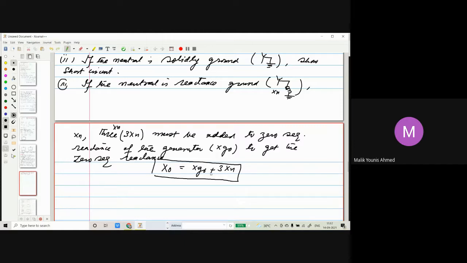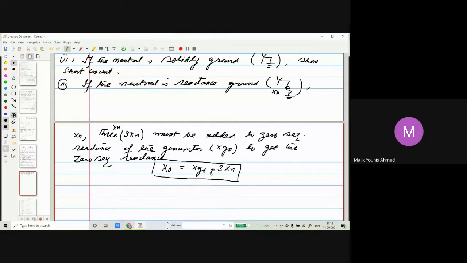So in case of zero sequence network, if the neutral is reactance grounded, you have to always remember, in order to write the zero sequence network, zero sequence reactance, sorry, you have to add to what? You have to add to the zero sequence reactance of the generator. For that, you have to add 3Xn additionally. So that means the three cases will be there.